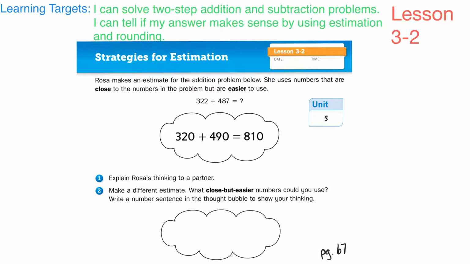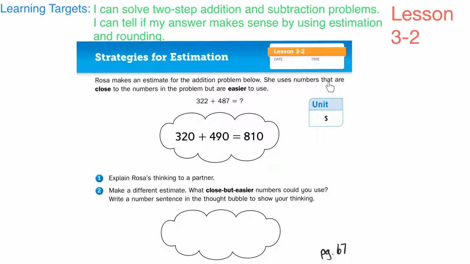So let's first read through our problem. Rosa makes an estimate for the addition problem below. And again, just so you know, you're on page 67. I'll try to, if the page is not easily seen, put that there for you. So pause and turn to page 67, and then we'll continue.